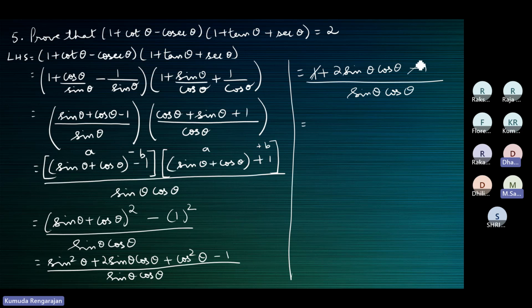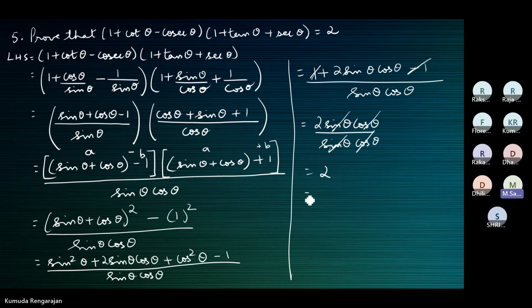Correct. So that leaves 2 sin theta cos theta by sin theta cos theta. Then sin theta cos theta will get cancelled. Correct. So 2, which is equal to the RHS. Very good, children. Thank you. Yes, write down, children.